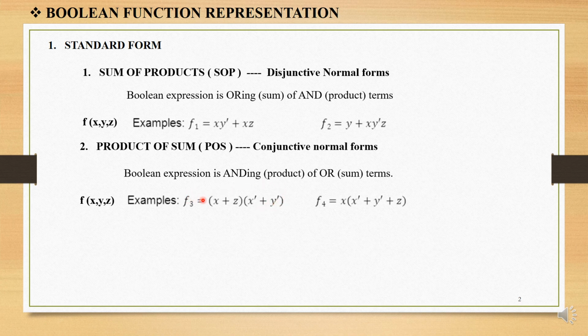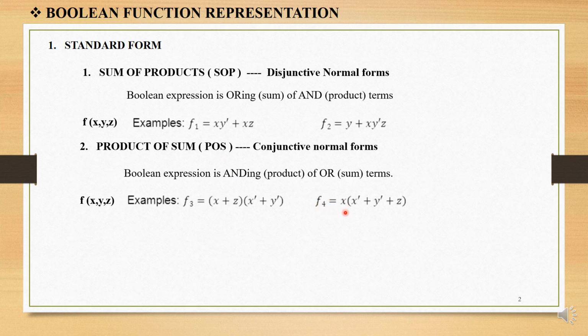So if you find any such expressions in which the sum terms do not have all the input variables in it, such expressions are called conjunctive normal forms, and conjunctive normal forms are represented by product of some expression. Let's see the next example.